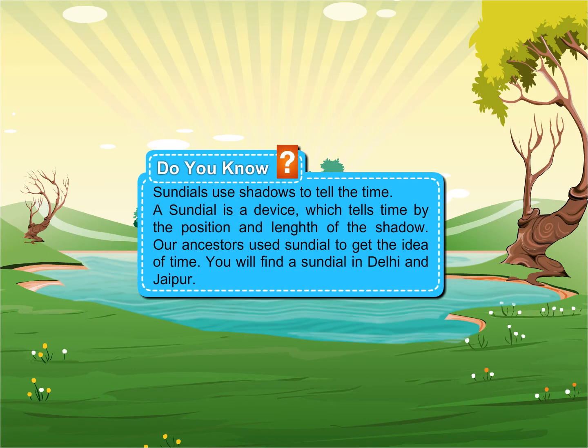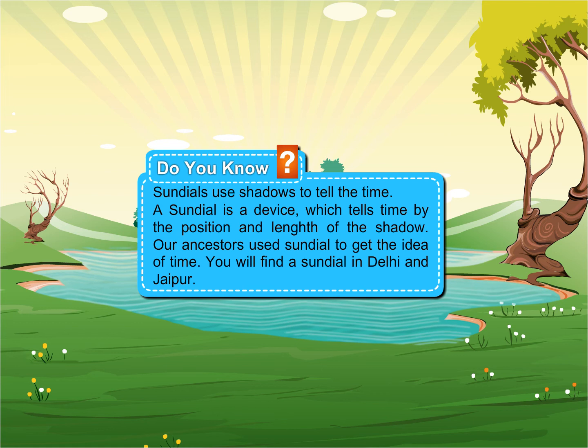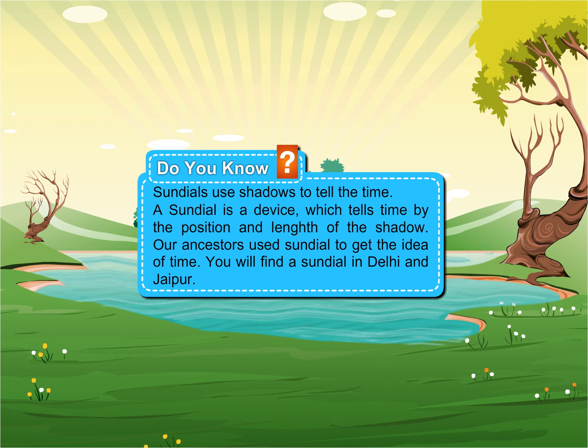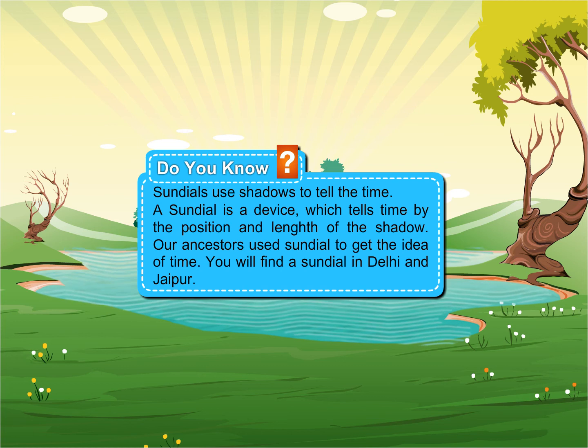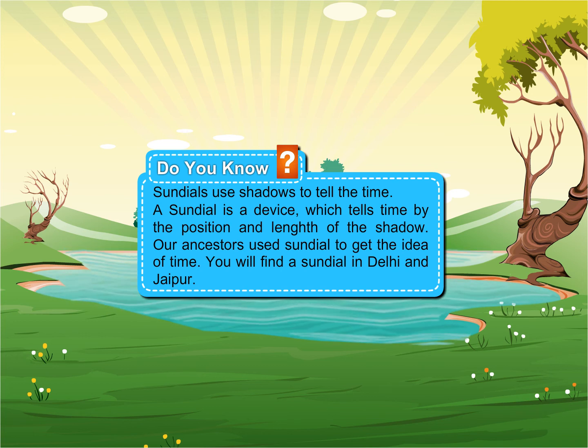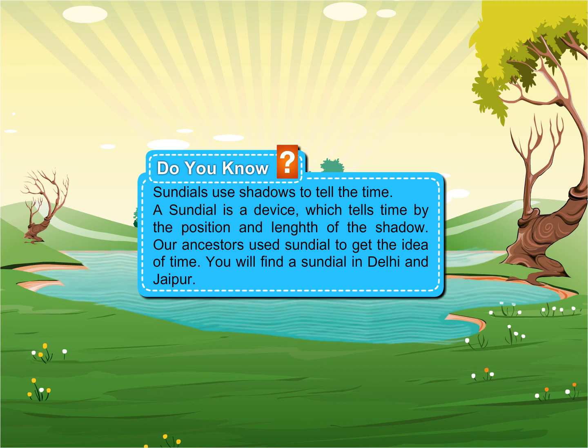Do you know? Sundials use shadows to tell the time. A sundial is a device which tells time by the position and length of the shadow. Our ancestors used sundials to get the idea of time. You will find a sundial in Delhi and Jaipur.